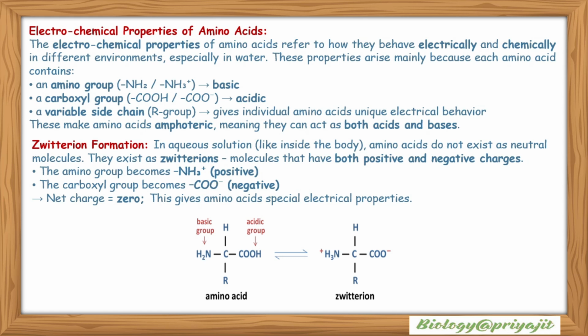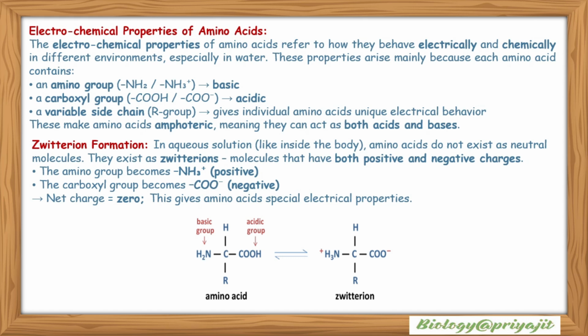These properties arise mainly because each amino acid contains an amino group, that is NH2 or NH3+, that is basic in nature, and a carboxyl group, COOH or COO-, an acidic group. A variable side chain or R group gives individual amino acids unique electrical behavior. These make amino acids amphoteric, meaning they can act as both acids and bases.